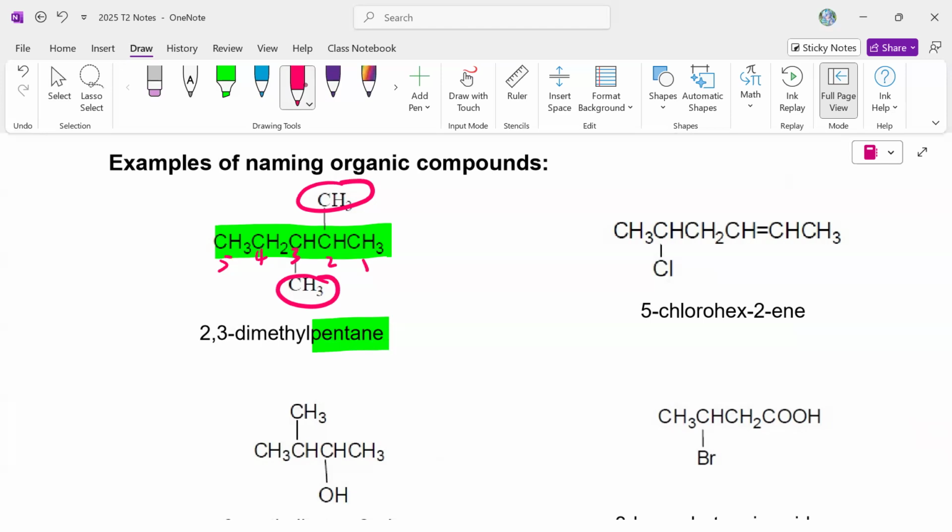Okay, so it will be 2 and 3 in this case, and it's the same group, a methyl group, and this methyl group appears twice, so it's called dimethyl. And I need to tell people where it is. So it's 2, 3. Between numbers is a comma, between numbers and letters is a dash, so 2,3-dimethylpentane.